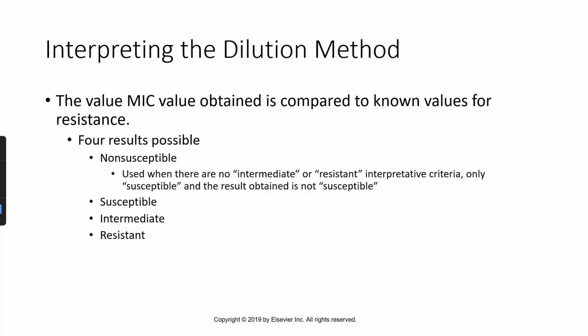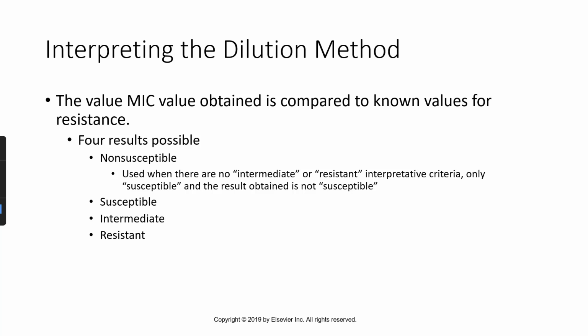We couldn't be susceptible or resistant, or susceptible or intermediate. We would have to be susceptible or non-susceptible. So non-susceptible is used only in those cases. Otherwise, for everything else that has established reference values, we would use susceptible, intermediate, or resistant.